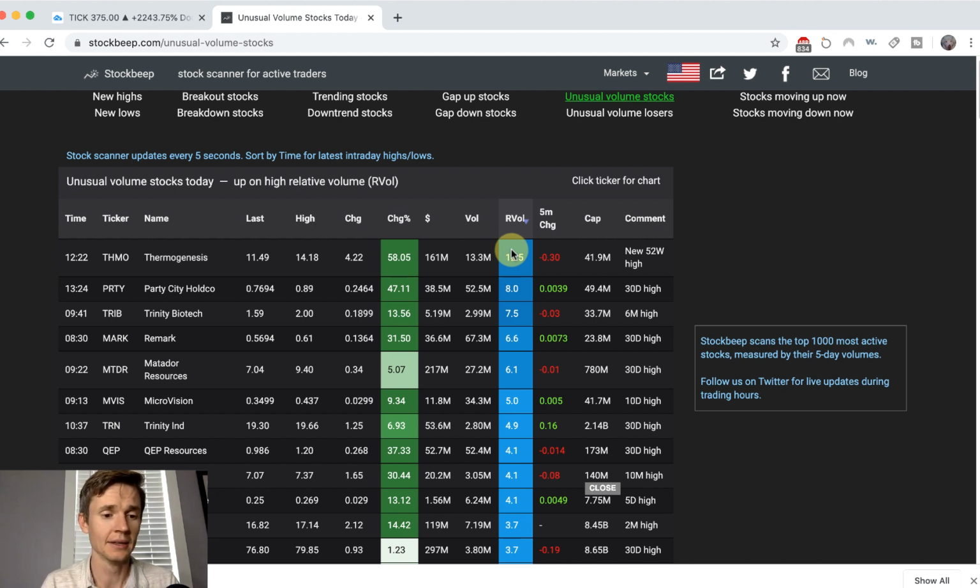On Wednesday, Marvel was in this list. I looked at probably 5 different stocks, liked that setup the best, and then that's the one I took. So that's how you find a stock, that's how you find the setup, and then that's how you find your exit.